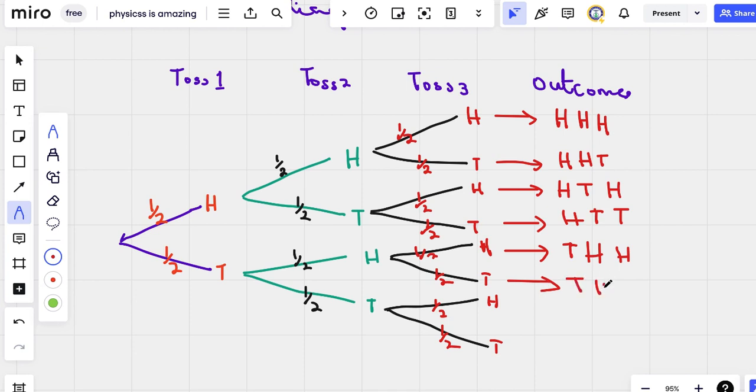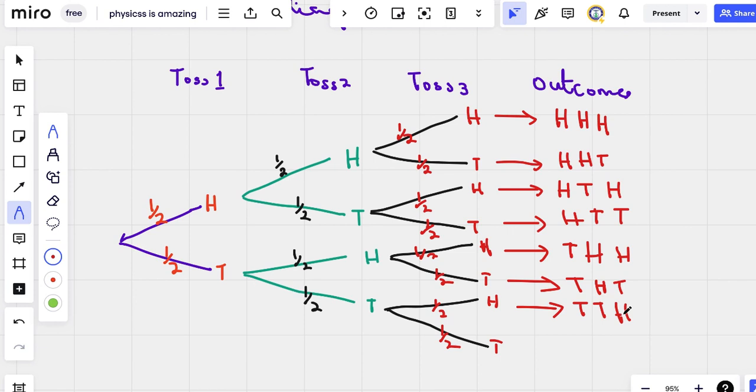Tail, head, tail. Right? So we have tail, head, tail. Then we're done with this branch. So we have tail, tail, head. This one. We have tail, tail, head.